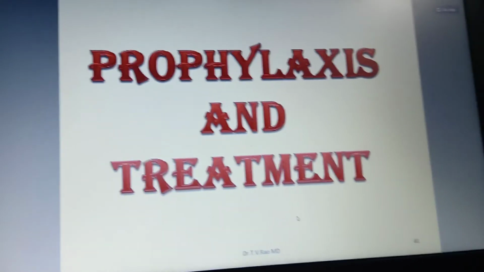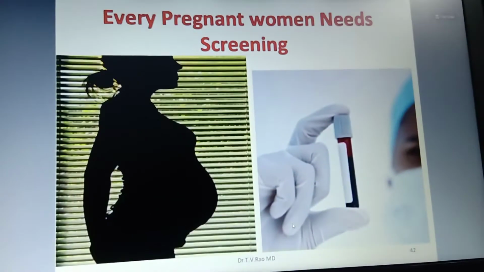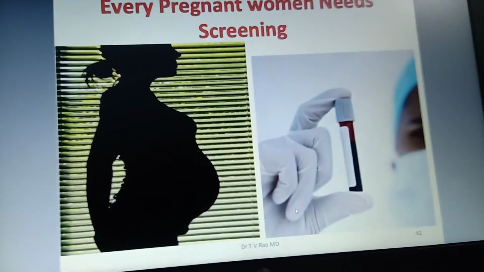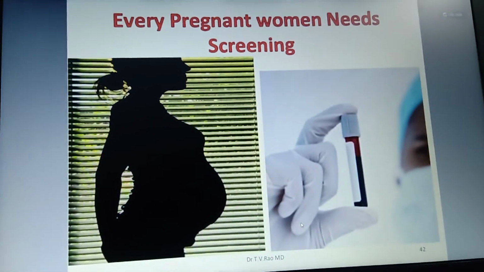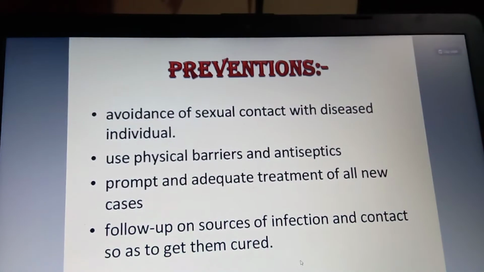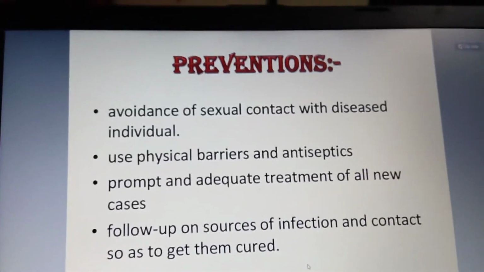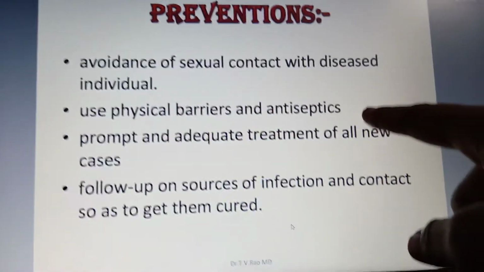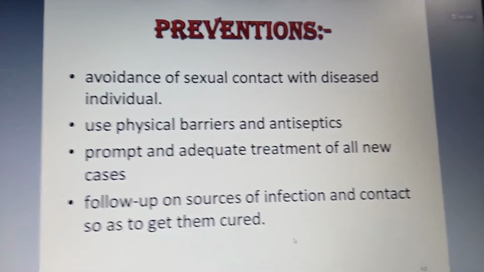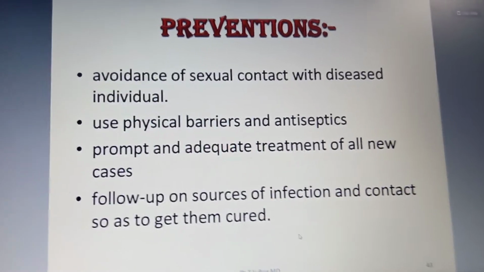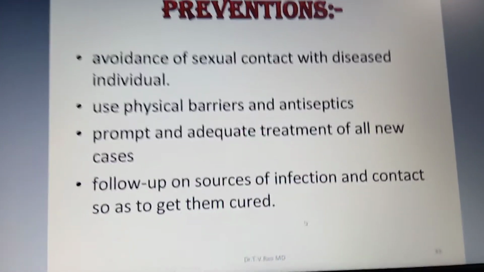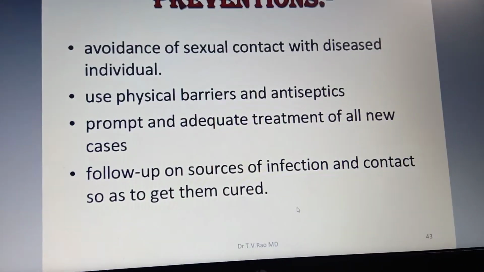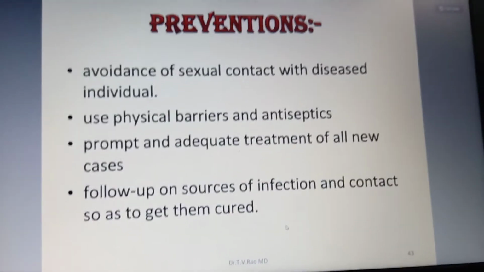And next one, prophylaxis and treatment. What prophylaxis do we have to take? Early pregnant women need screening, which is very important if the mother has any type of syphilis disease. For prevention, avoid sexual contact with the diseased individual, and use physical barriers and antiseptics, like using condoms. Promote adequate treatment for all new cases, and follow up the source of infection and contacts so as to get them cured. The source of infection is through sexual contact only, so those measures they have to take care of.